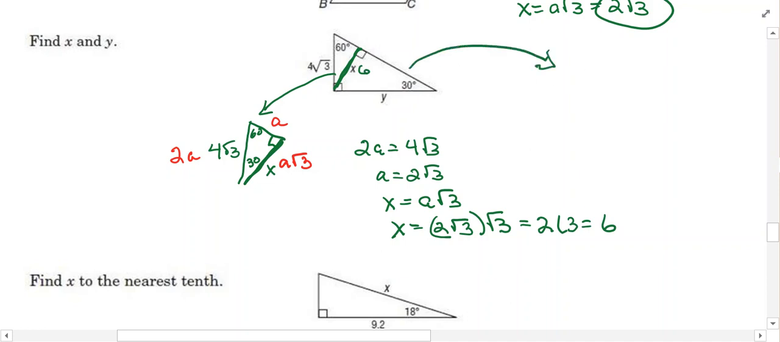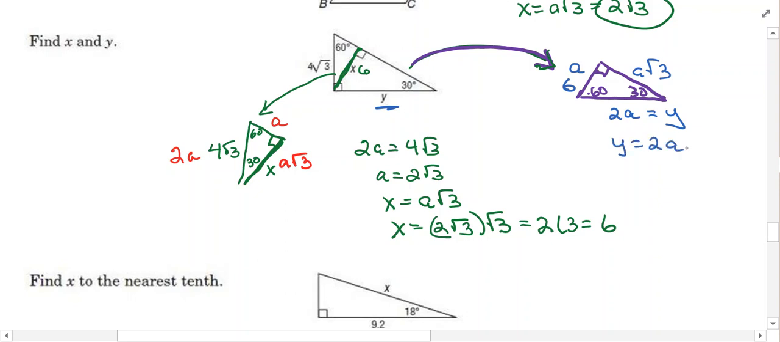Redrawing this triangle here, let's do a different color. This is 30. This is 60. Here's my right triangle. This is A, 2A, and A rad 3. This is also Y. We just found out that this side here was 6. So that makes Y equals 2A. A was 6, so Y equals 2 times 6, which gives us that Y equals 12. So our answers here were that X equals 6 and Y equals 12.